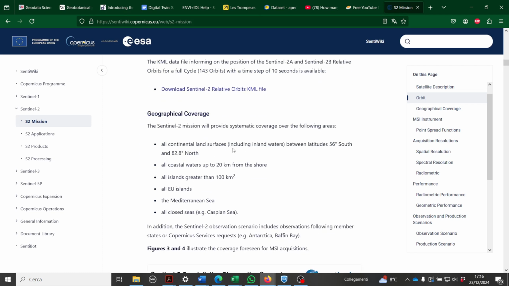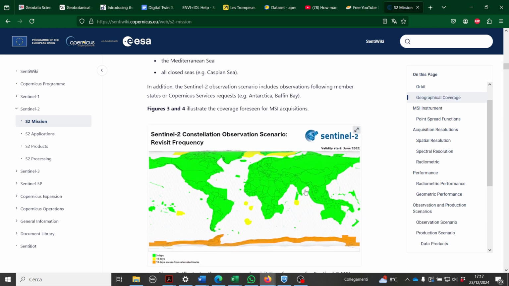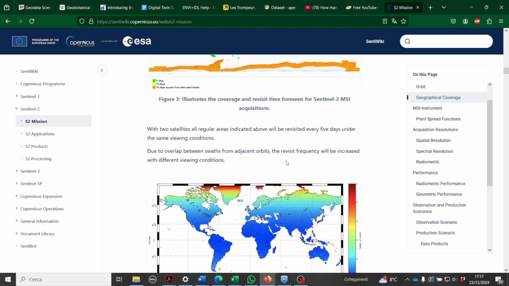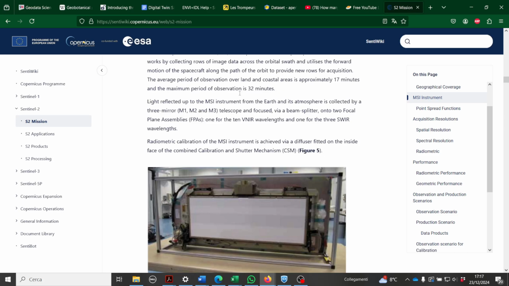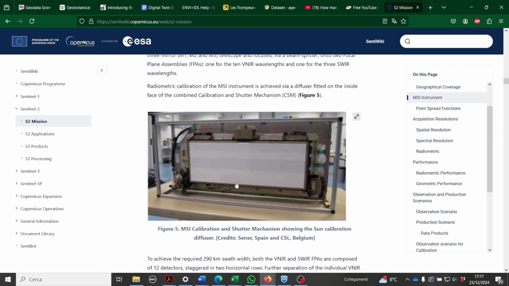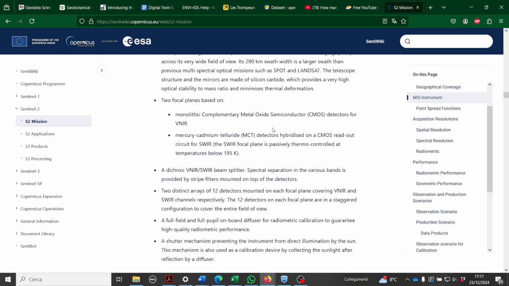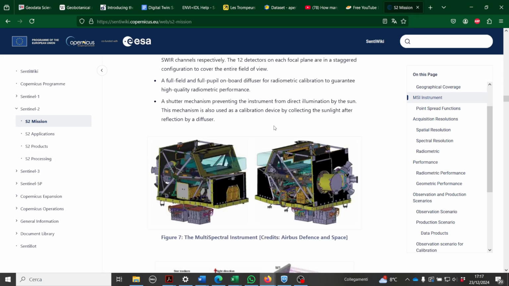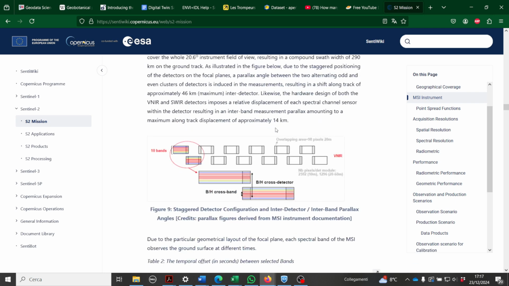This is the geographical coverage. Of course, it's acquiring for the most part of the world in which we are interested, and these are the different passes. Concerning the MSI instrument, this is the picture of the instrument, but this is not very important for us, because what is very important is the way in which it is acquiring data.